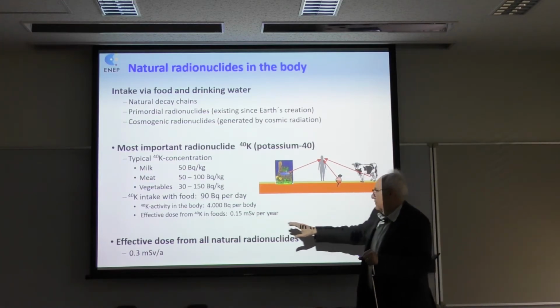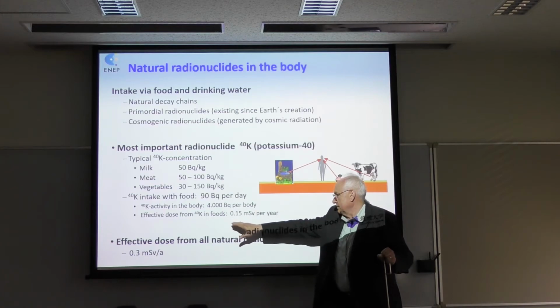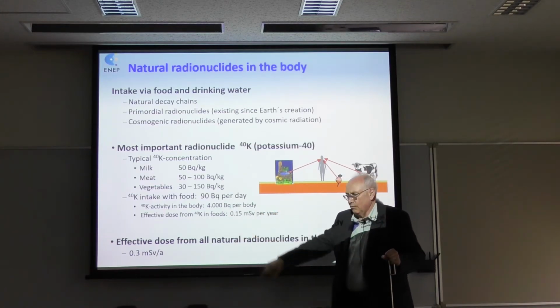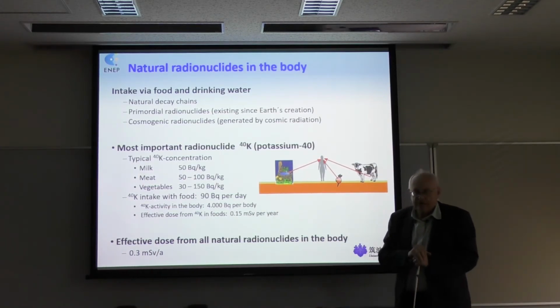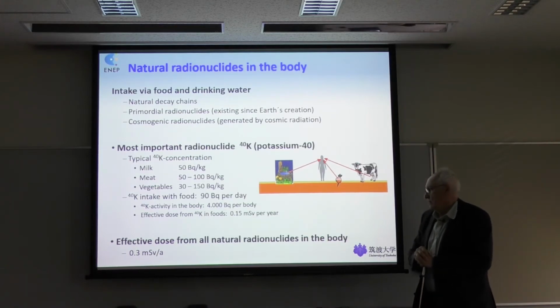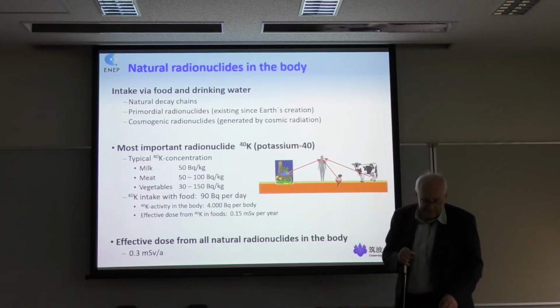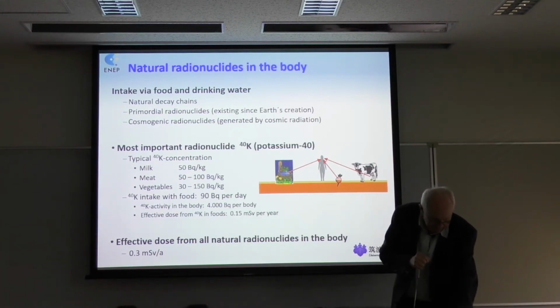The dose from potassium-40 to people is about 0.15 millisievert per year, and the total dose from all natural radionuclides in the body is about 0.3 millisievert per year on average.